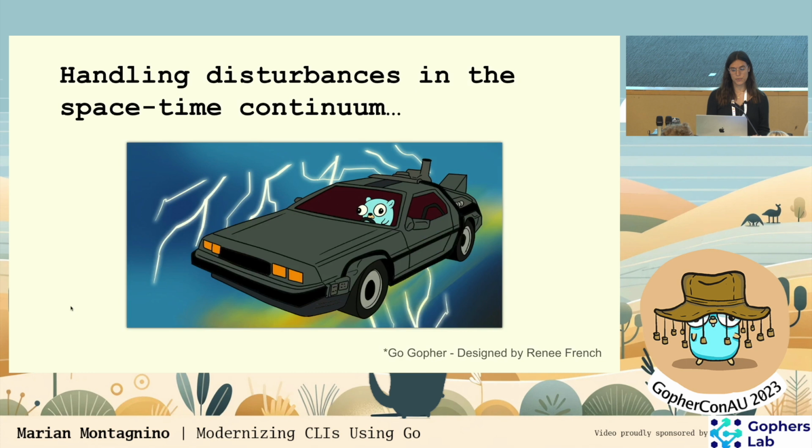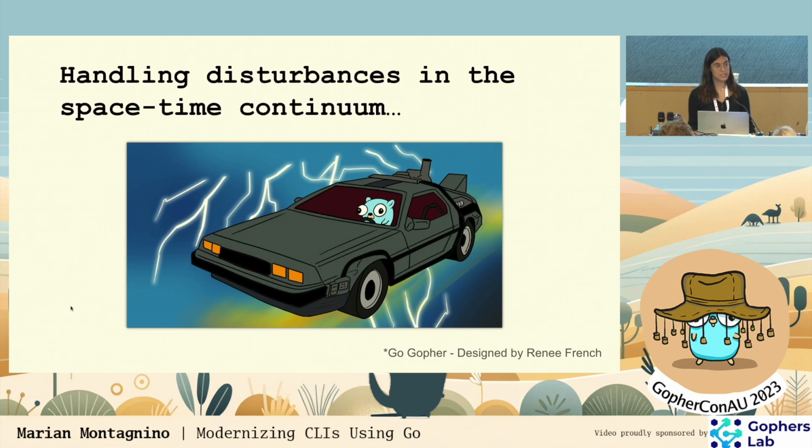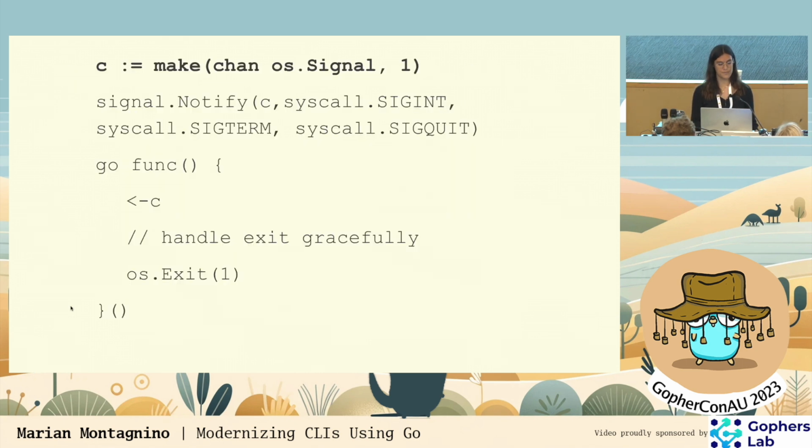So much like the unpredictabilities and disturbances in time travel, when building a CLI, we have to anticipate and gracefully handle unexpected interruptions. Imagine you're in the DeLorean cruising through time and suddenly you're struck by lightning. You'd want the car's systems to handle it smoothly rather than crash, right? In our time travel CLI, we use similar principles. Let's look at how we handle such disturbances, or in CLI terms, how we handle interrupt signals.